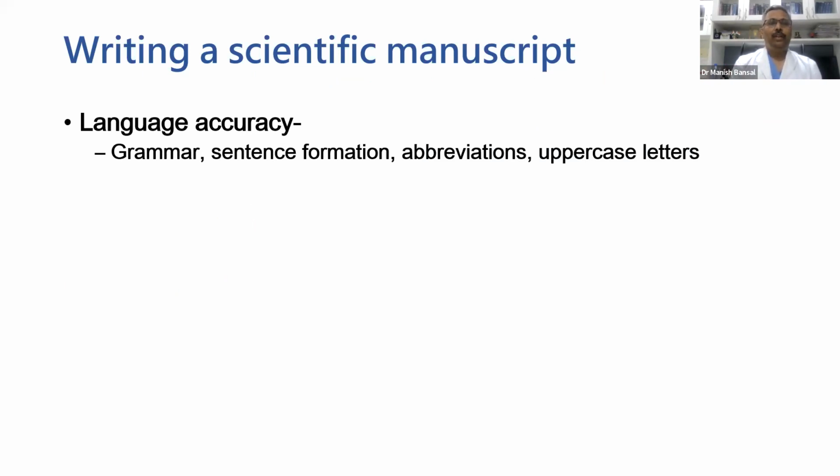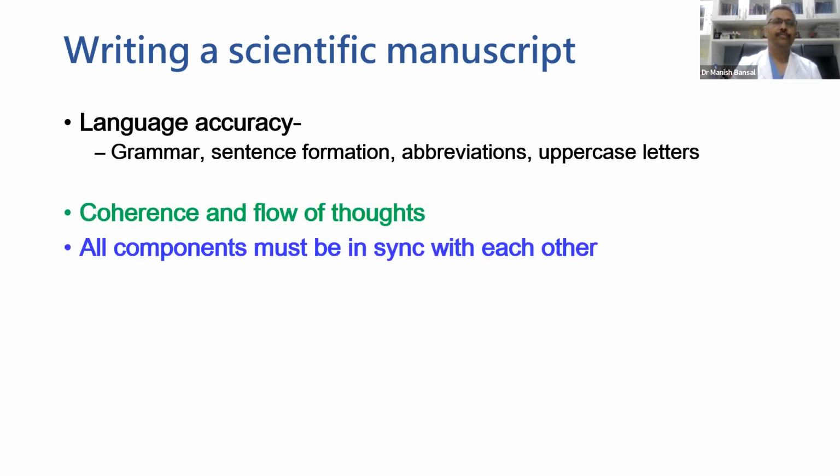So one point which most of the authors do not consider that important is language. And I'm mentioning this as the first point because, in my opinion, having language accuracy and good writing is extremely important in influencing the editor's and the reviewer's opinion about the manuscript. If the manuscript is written in very poor English, there are lots of abbreviation errors, lots of uppercase letters used for no reason, and so on, then it leaves a very bad impression on the editor and reviewers. So this must be given full attention.